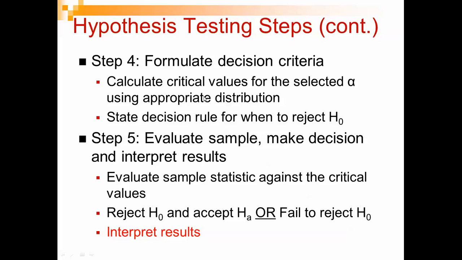And then in step 5, we evaluate the sample, we make a decision and interpret the results. We evaluate the sample statistic against the critical values, and we reject the null hypothesis and accept the alternate, or we fail to reject the null hypothesis. And then we interpret our results.